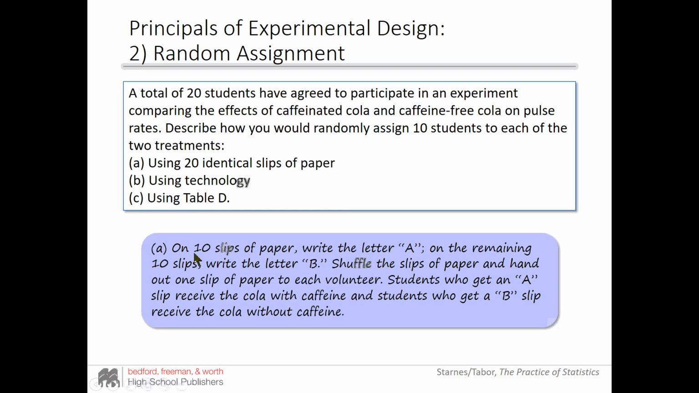What I would do is on 10 slips of paper, write the letter A, and on the remaining 10 slips of paper, write the letter B, right? So I have 10 A's and 10 B's for a total of 20 pieces of paper. Shuffle the slips of paper, or put them in a hat and mix them all up. Randomly pick one out at a time and hand one slip of paper to each volunteer. Students who get an A get the cola with caffeine. Students who get a B get the cola without caffeine, right? So here I used randomization to divide my 20 students into 2 groups.